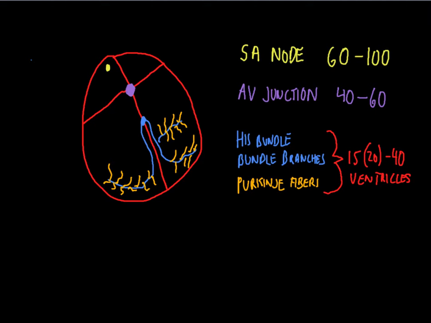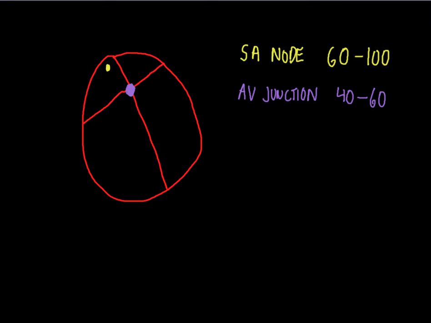So the SA node is the normal pacemaker. It's our standard resting heart rate. It wants to fire between 60 and 100 beats per minute. The AV junction is the primary backup pacemaker, and it fires between 40 and 60 beats per minute. And then the His bundle, bundle branches, and Purkinje fibers, those structures down in the ventricles, fire at a rate of 20 to 40 per minute. That gives you a relatively quick, rough overview of what these different structures are.